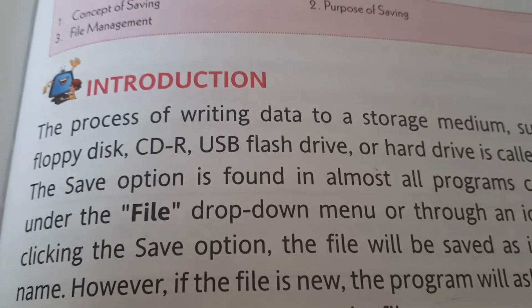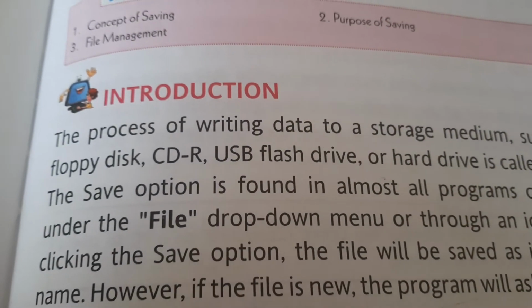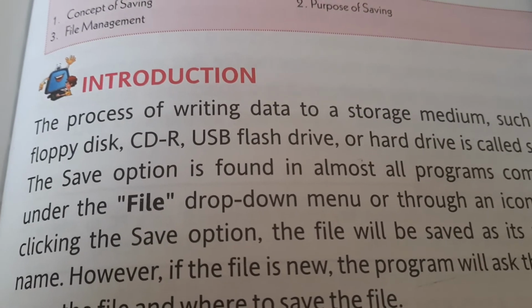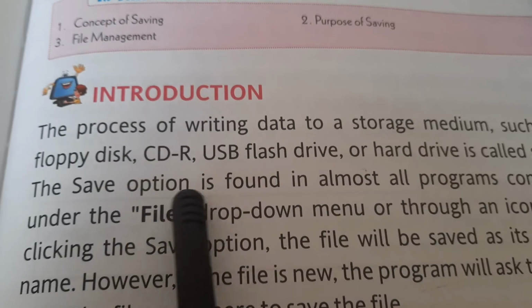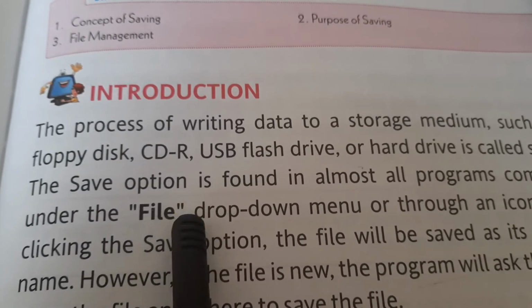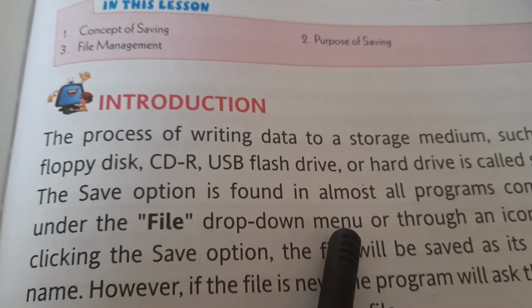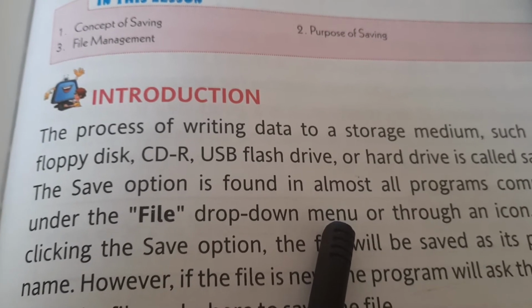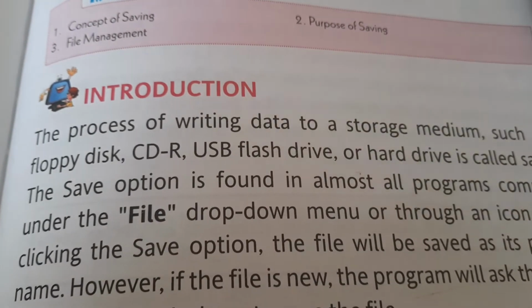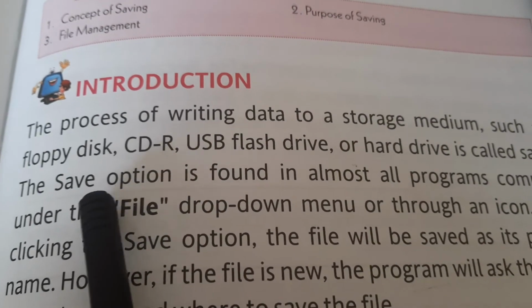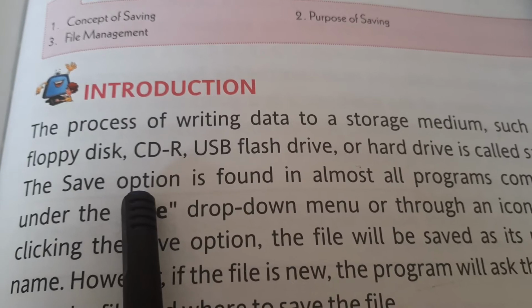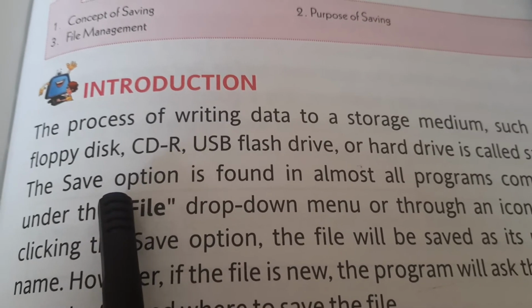So the process of writing data from the computer system to a storage medium is called saving. And you can find the save option in the File drop-down menu, or you can see the picture or icon of it in the command bar. Fine. And when we use this option, only then will our work be saved.